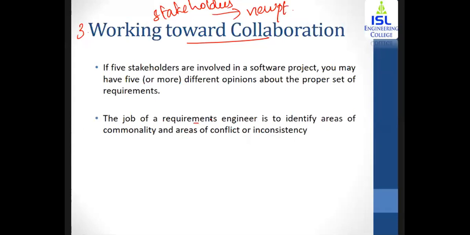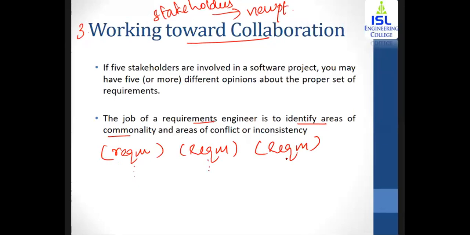Now, the job of the requirement engineer is to identify the different areas of commonality. You've got different stakeholders, and each and every stakeholder is going to have its own requirements that they want within the software. So you're going to have a list of all those requirements from different stakeholders. Within the list, what are the common areas that you're going to find across each and every stakeholder? That is going to be identified: the areas of commonality and the areas of conflict, that is, where they're disagreeing. You're going to identify those areas of conflict and inconsistencies where your requirements are not complete.